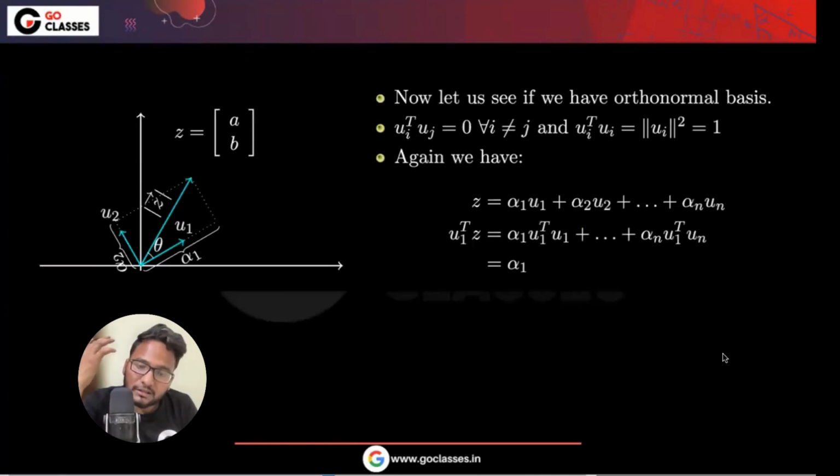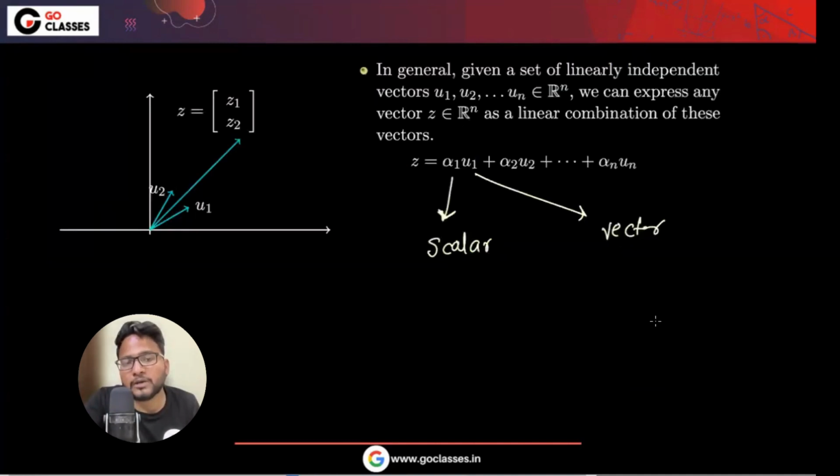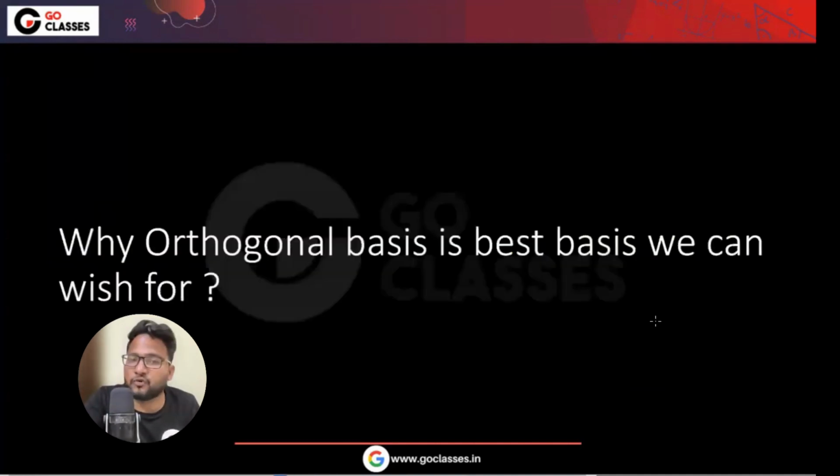So this orthogonal or orthonormal basis makes the computation very, very easy. If you want to find alpha 1, it is straightforward, right? Just this dot product. You don't need to find the inverse or do Gauss elimination. Just a dot product of these two, and then alpha 1 is ready. Over time, you will get to know that an orthonormal or orthogonal basis is the best basis we can work with.